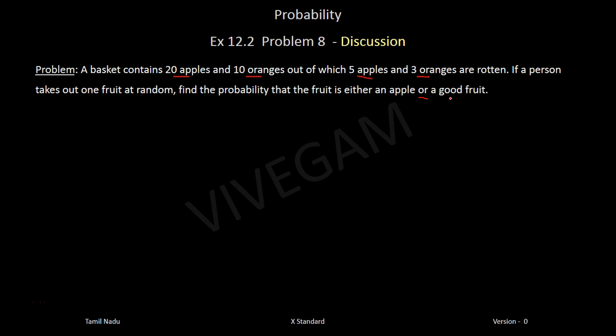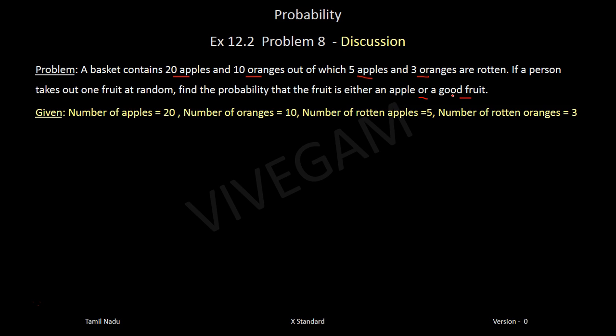Next is B. Let B be the event of selecting a good fruit. Good fruit means it can be a good apple or it can be a good orange. We just now saw the number of good apples is 20 minus 5, 15, and good oranges is 10 minus 3, 7. So 15 plus 7, 22 good fruits are there. So N of B is 22. That is the key principle which you need to use, and based on that we'll work it out.